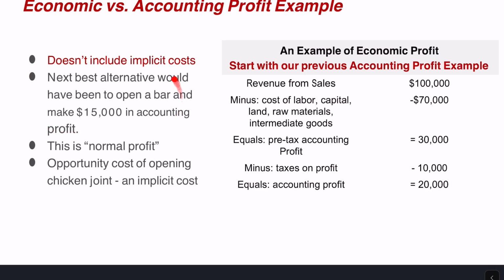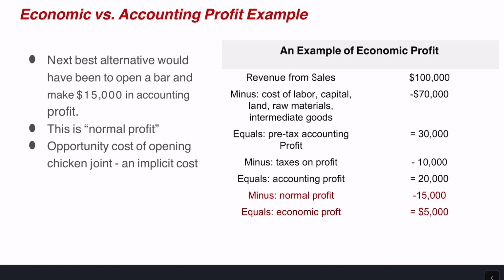So the next best alternative, let's just assume that it would have been to open up a bar instead in Oxford, and they would have made $15,000 in accounting profit in that opportunity. They didn't do this, but if they would have chosen to do this, this would have been their accounting profit. Because it's their next best alternative, we can call this the normal profit. The opportunity cost of opening this chicken joint is going to be this implicit cost of $15,000. If they didn't open the chicken restaurant, they would have made $15,000. That's the implicit cost, that opportunity cost. We want to subtract that off.